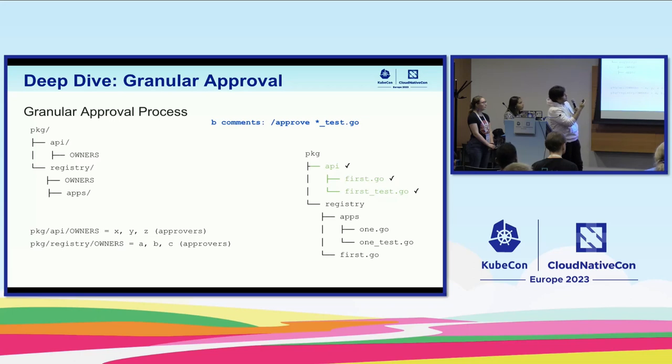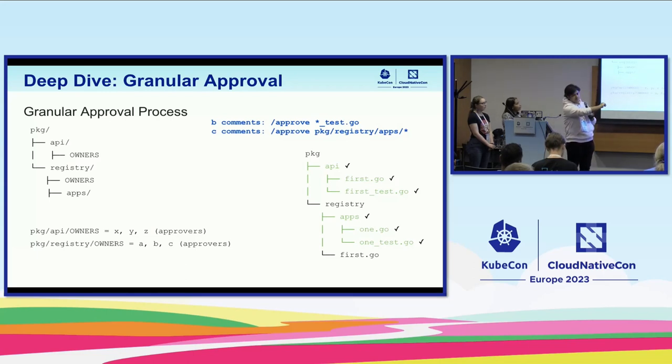Since X commented approve, let's say API is approved. Now if B comments slash approve star underscore test.go, only test will be approved. Now if C comments slash approve everything under registry apps, you see 1.go is approved and apps is fully done. The plugin is now tracking what directories are approved and what is left to be approved. Unless everything is approved, the PR is not eligible to be merged. And finally, A comments approve, everything is approved, and you're good to go.